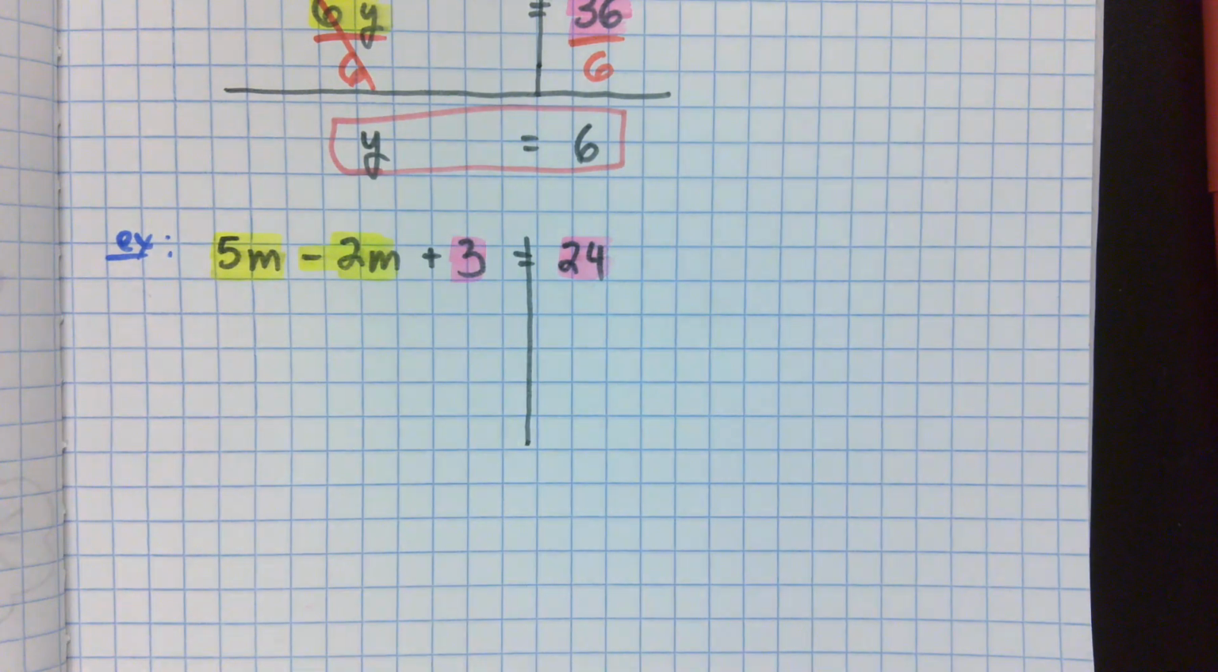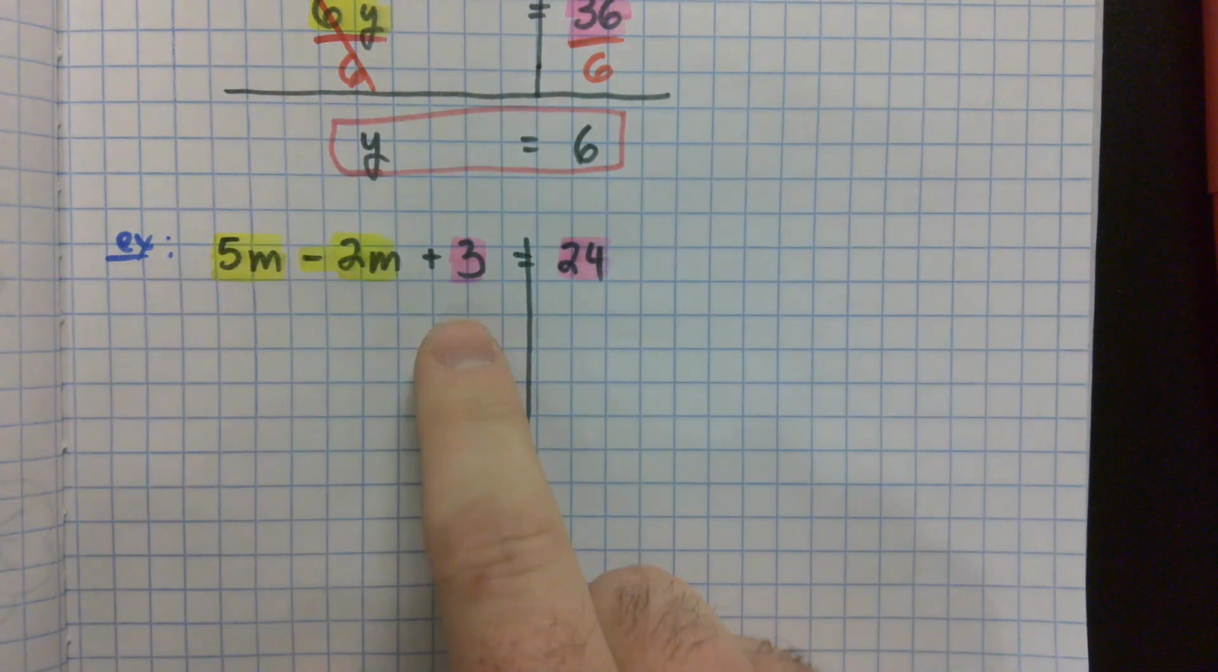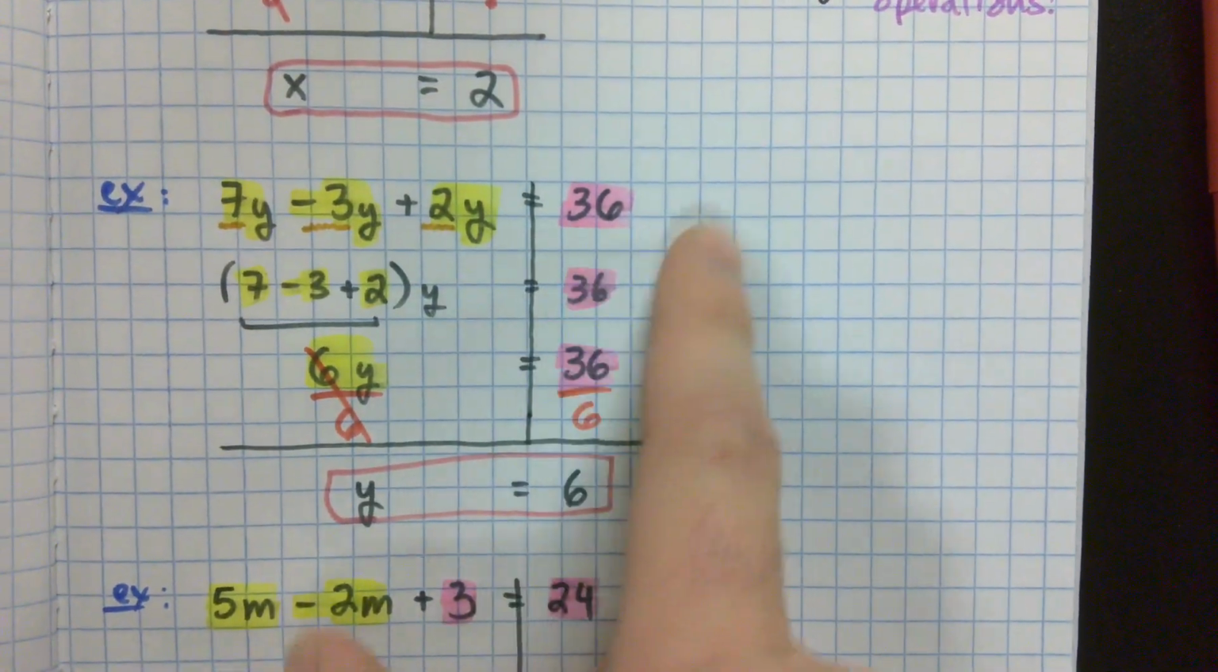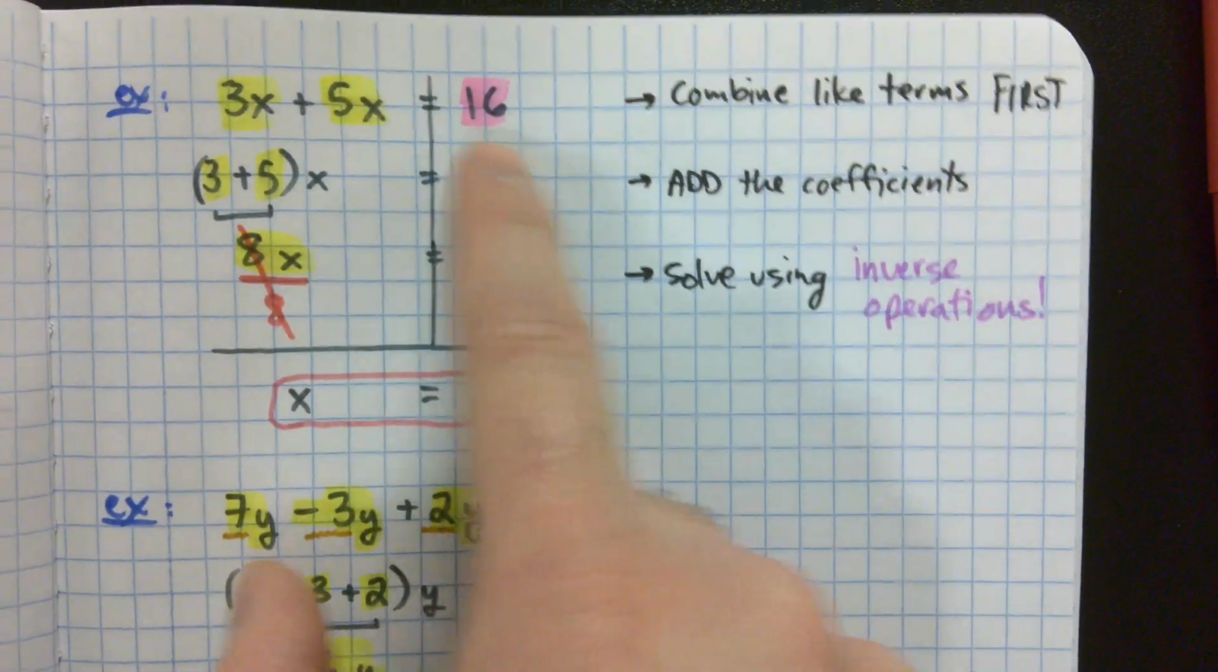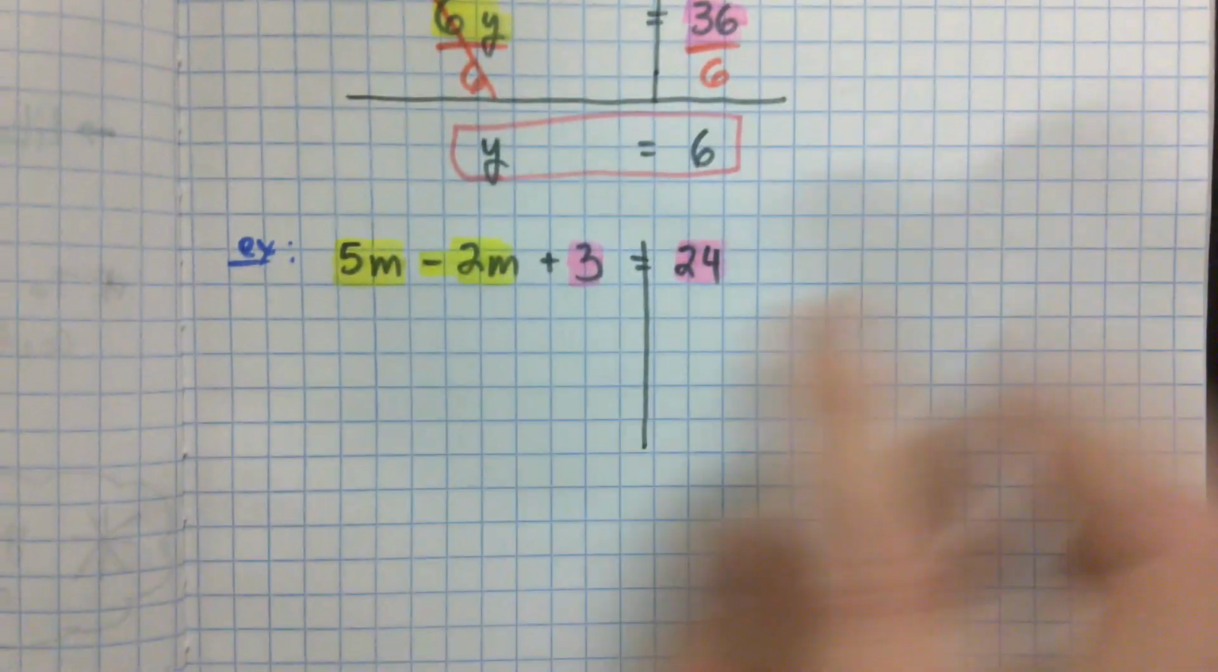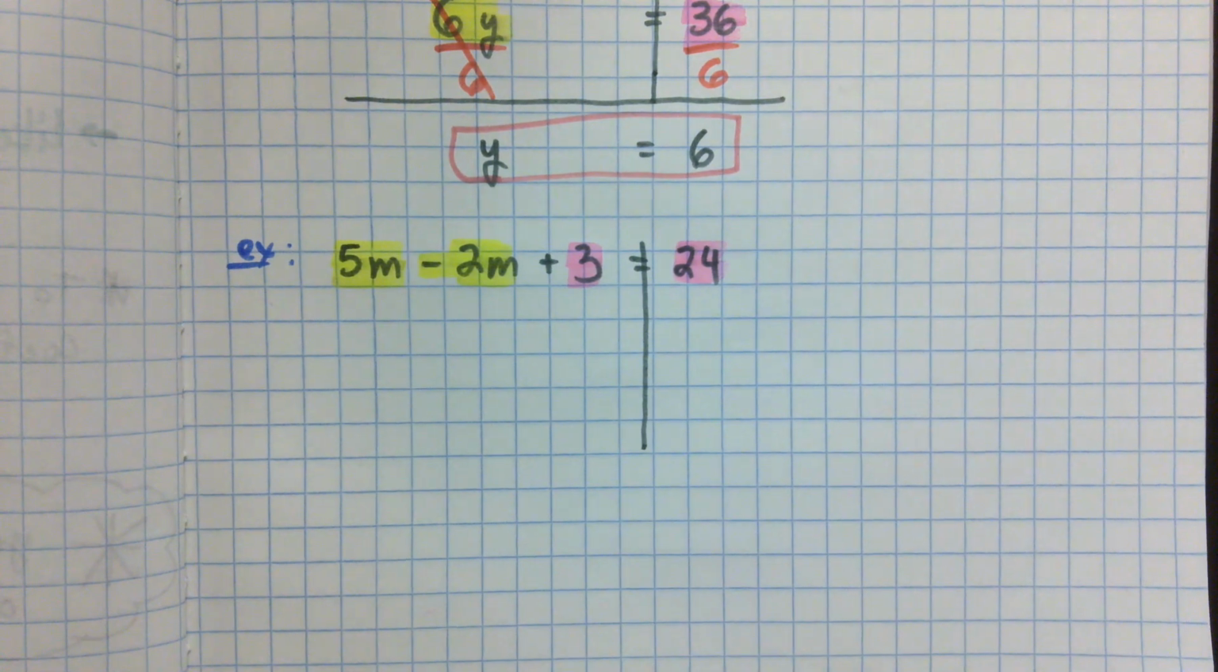So if we look back to our highlighting on the previous two examples, this one's slightly different. Why? What's different about this one? There's a constant on the left-hand side. See up here, our only constant was on the right. But now we've got a constant on the left. We'll take care of that in a little bit.